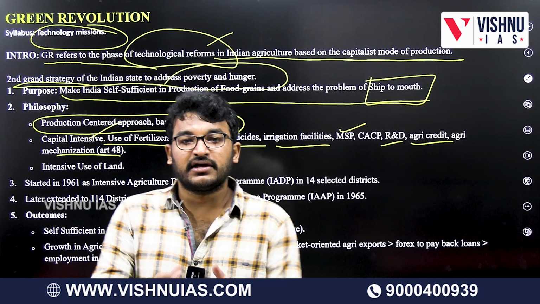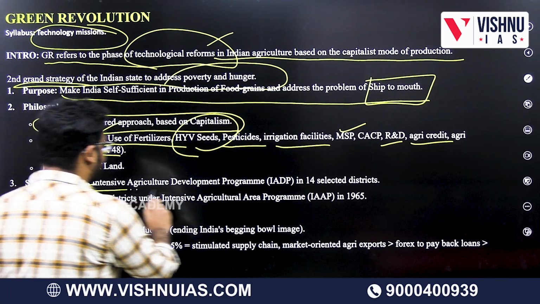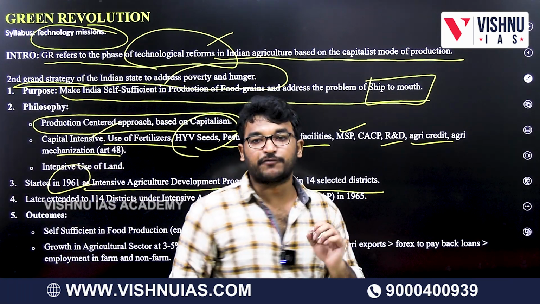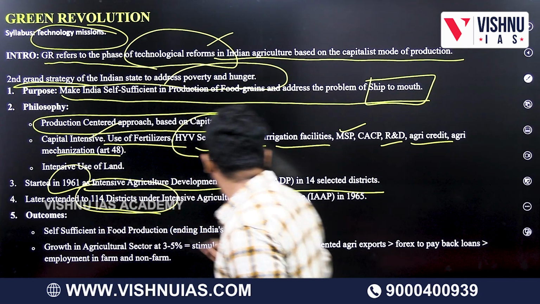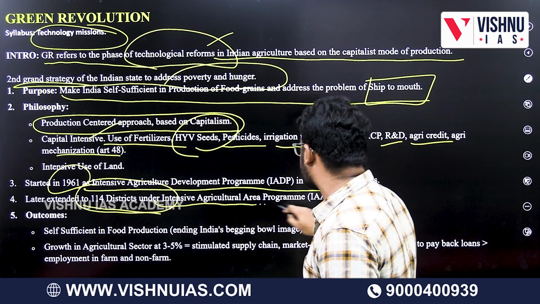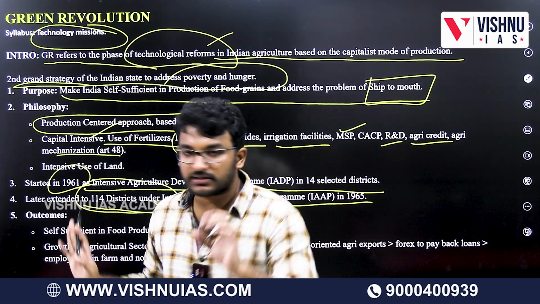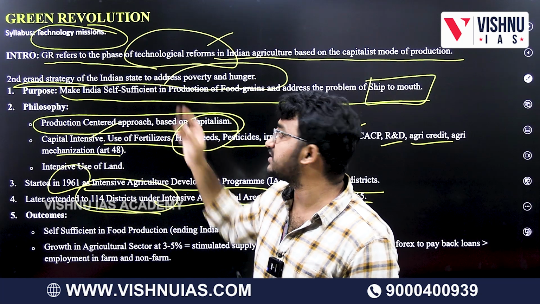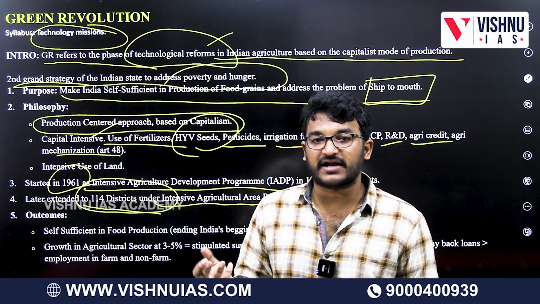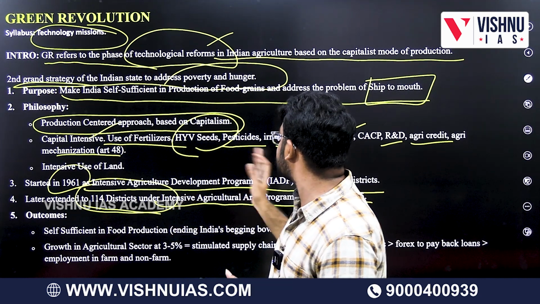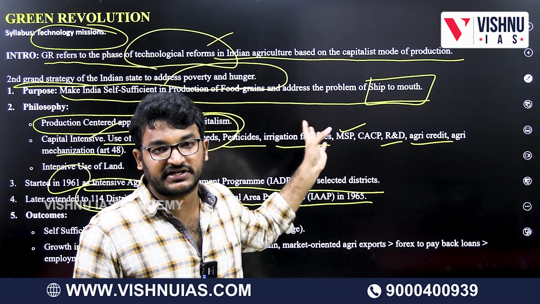Now the Green Revolution in a subdued form started in 1961 with the name of the Intensive Agriculture Development Program in just 14 selected districts. Later on it was extended to 114 districts in the name of the Intensive Agricultural Area Program in 1965. Okay. So the major principles used in this Green Revolution are: it is capital intensive, there will be intensive use of land, and fertilizers, HYV seeds, pesticides, and irrigation facilities will all be provided for the success of this Green Revolution.